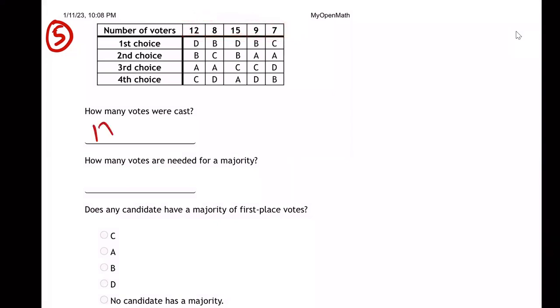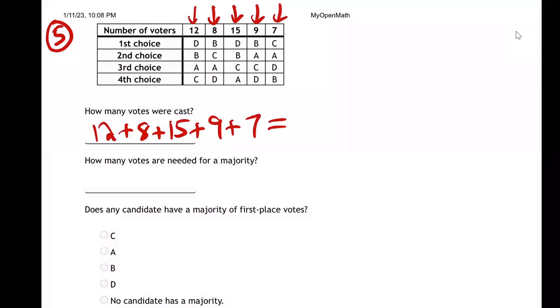So 12 plus 8 plus 15. That's the total number, right? 12 people voted this way, 8 people voted that way, 15 people voted that way, 9 people voted this other way, and 7 people voted how they voted. Add all that up, was it 20, 35, 45, 44, I think it's 51. So 51 total, at least for mine, you'll have different numbers than me. 51 total people voted in this little election.